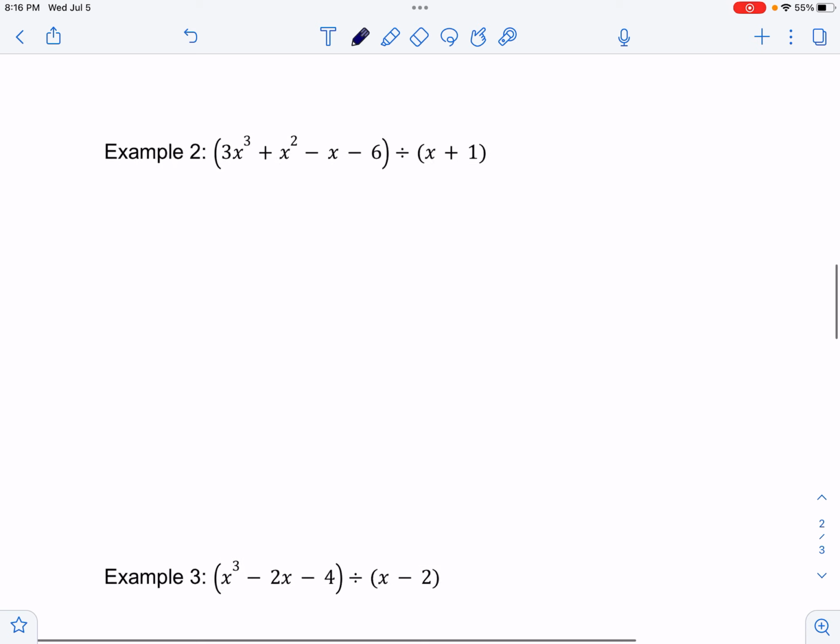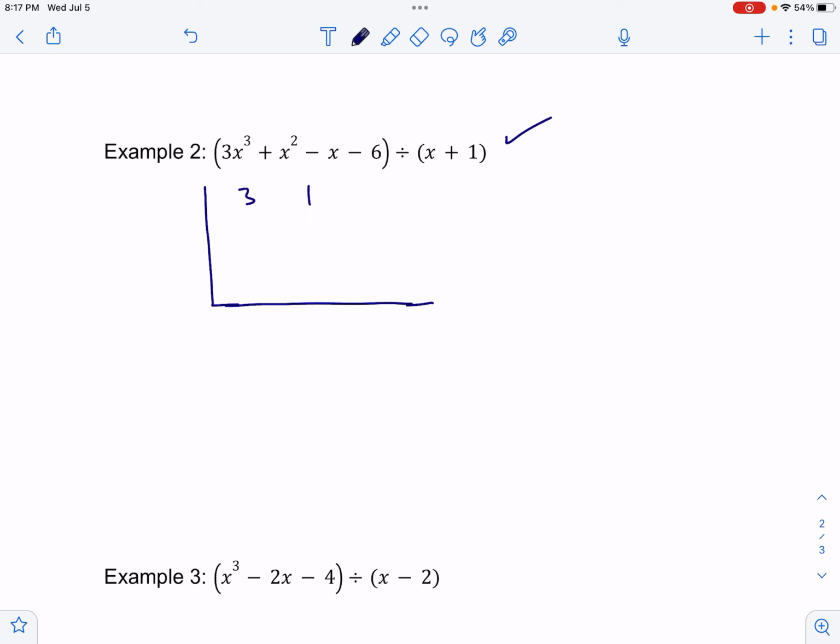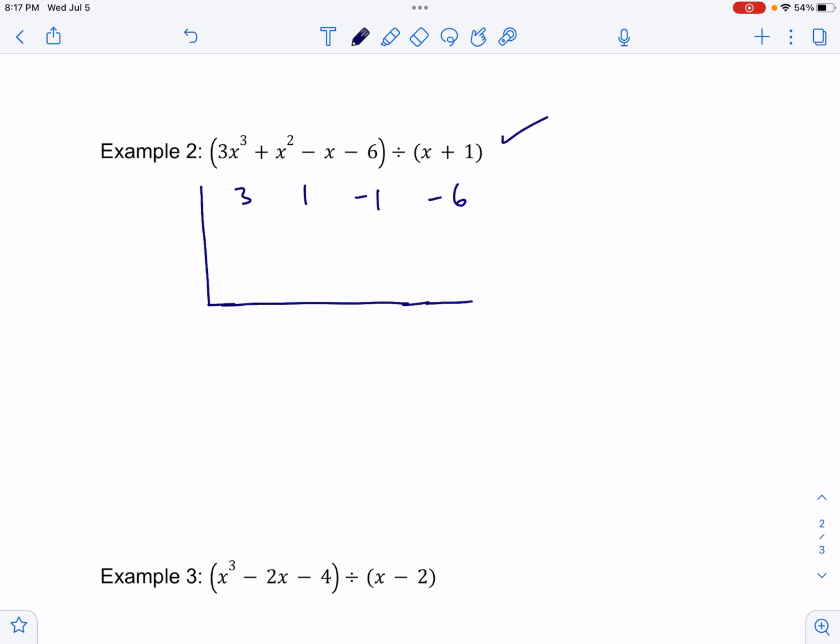Example number 2. First and foremost, we're checking, is x plus 1 in the right format? Absolutely. It's a degree 1. There's no coefficient on my x. Let's set this puppy up. I'm going to draw fewer steps this time so that things don't get wild messy. First off, I need to put my coefficients across the top. So I've got a 3x cubed, a 1 x squared, a -1 x, and then I've got a -6. My k value here is -1. It's going to be the opposite of my 1.